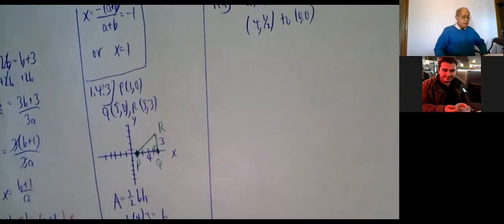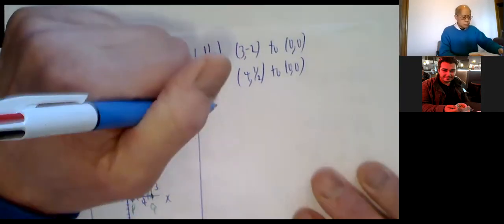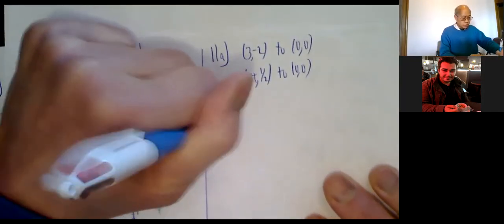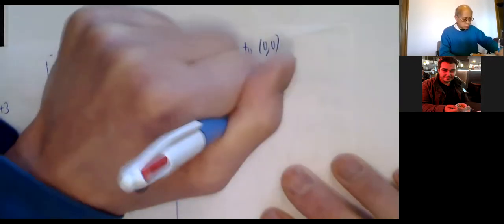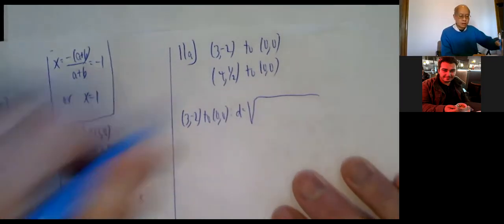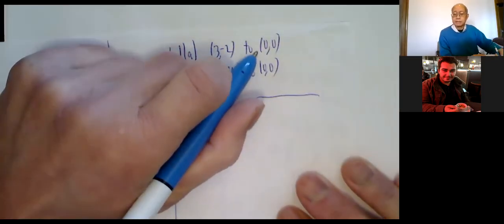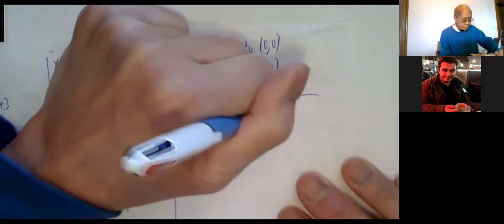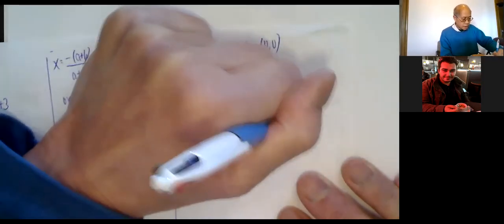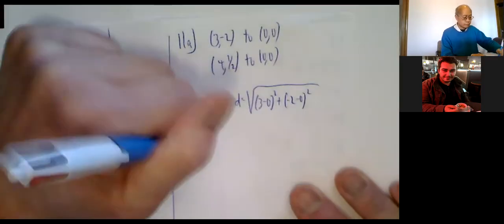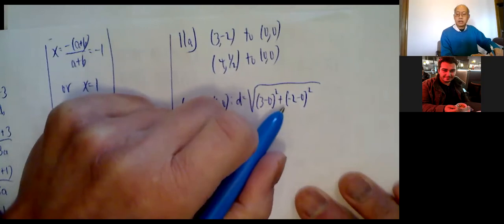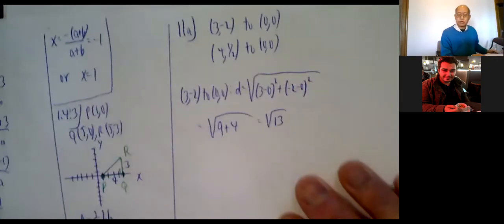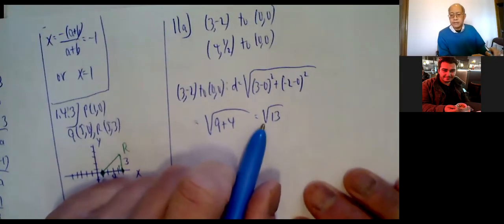So I'm going to use my distance formula. 3, -2 to 0, 0. Square root of, I like subtracting 0, right? Subtracting 0 is nice. 3 minus 0 squared plus -2 minus 0 squared. That's 3, right? 3 squared is 9. -2 squared is 4. Square root of 13. And just leave it like this for now, at square root of 13.